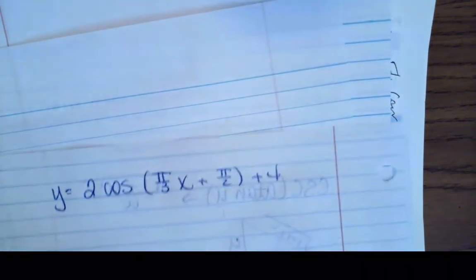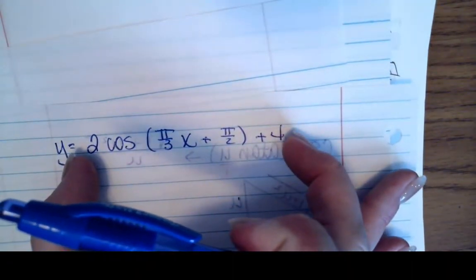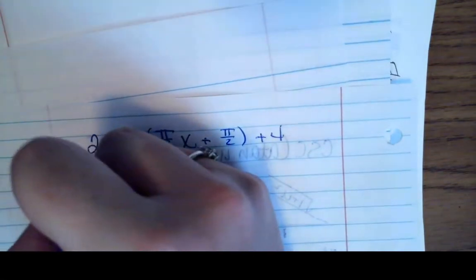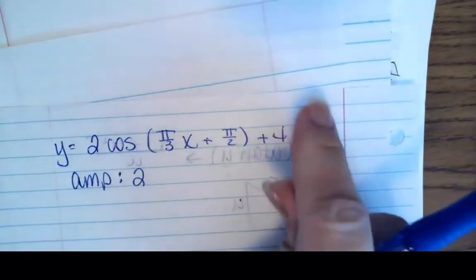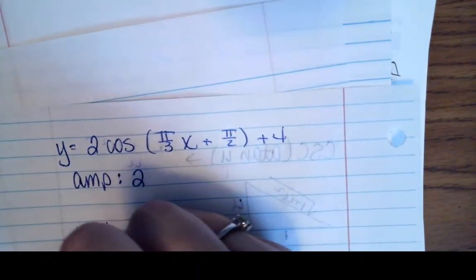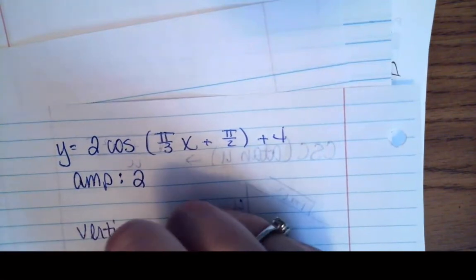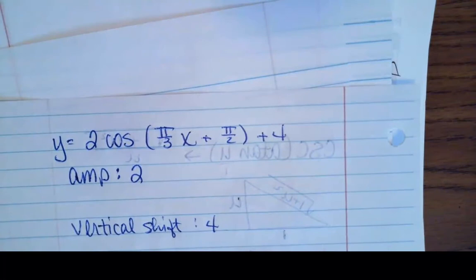So first of all, I know that this is cosine. I know that you can slap this in your calculator, but you're going to have to tell me what the amplitude and stuff is. So my amplitude is 2. My vertical shift is 4. So we'll just say vertical shift, because it's so hard to write that word, is 4. Now I need to know what my period is, and I need to know what my phase shift is.